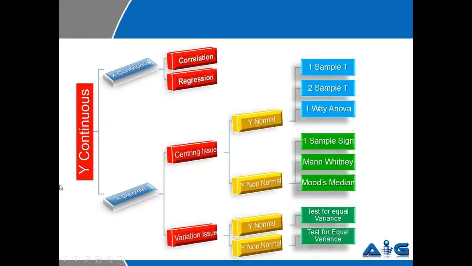When your y is continuous data and x is discrete data, one of the preliminary questions that you must answer for yourself is whether your concern area is centering or whether your concern area is variation. Should you be concerned about the centering of your problem, you must check whether your y is normally distributed or not. Should your y be normally distributed, you have the option of one sample t, two sample t and one way ANOVA.